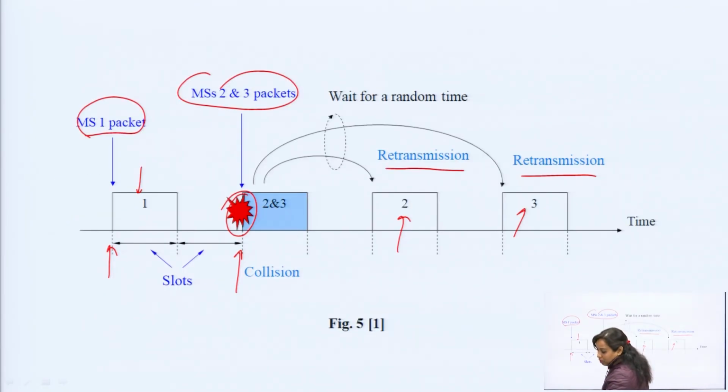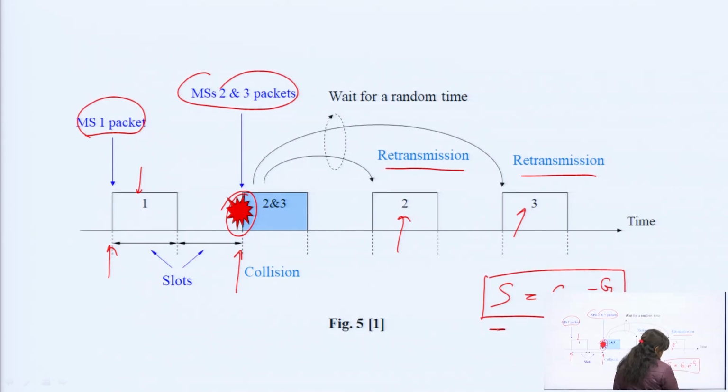One thing I want to tell you is that in this case the throughput for slotted Aloha will be this one, which is different in the manner that in case of pure Aloha there will be a 2 included at this place, but in case of slotted Aloha no e to the power minus 2G will be there. So, there is a slight difference in both the formulas.